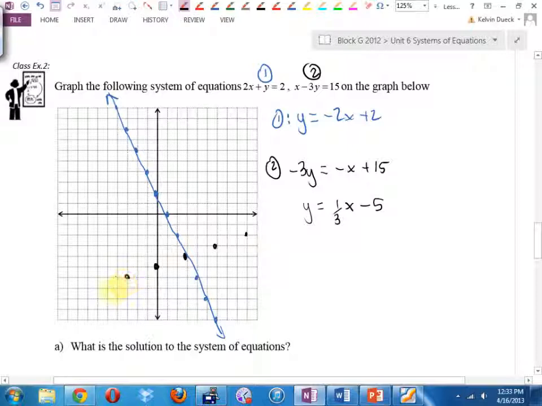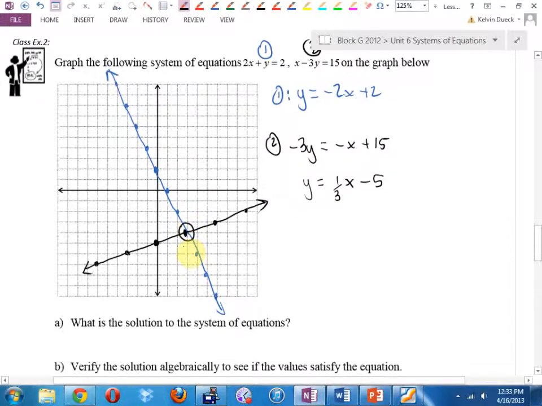I can see where they cross, can't I? I'll do a few more points just to make it look pretty. But it's clear to me, there's my solution point. There's my intersection point. There's where they cross. So, part A says, what's the solution to this system? I can do that. What, comma, what? (3, -4). I agree.